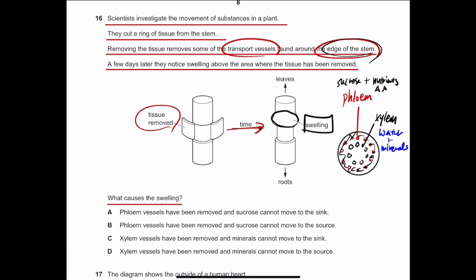So the answer for 16 is A. Phloem vessels have been removed and sucrose cannot move to the sink. Here, it's important to know the concept of sink and source. Sink is where the nutrients are being received. The sources are the ones that send out the nutrients. So depending on the weather and depending on the season, often the leaves are the sources and the roots are the sinks.